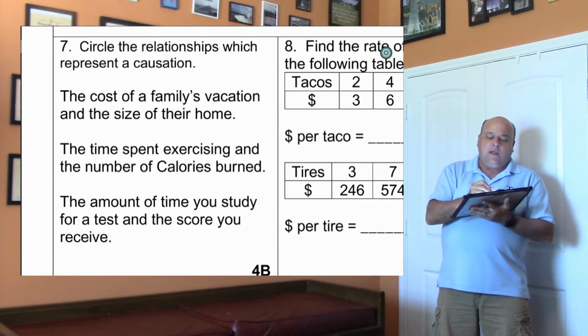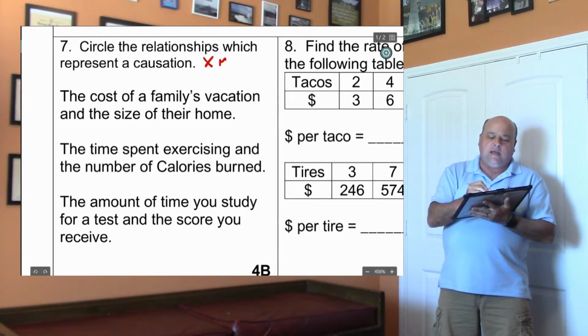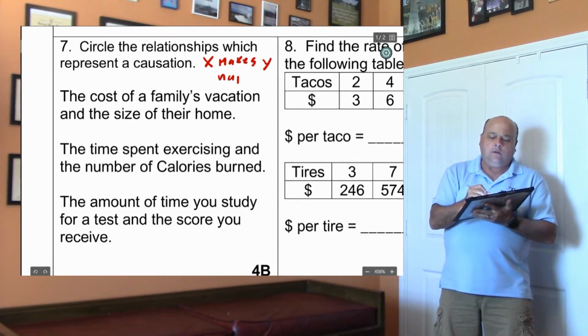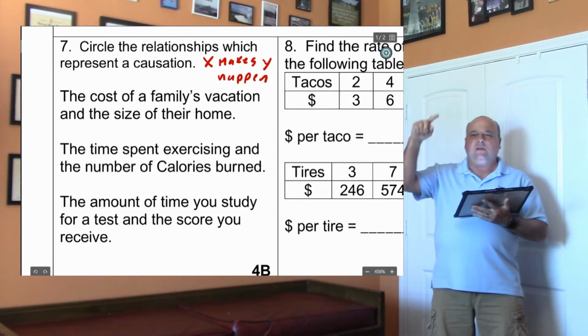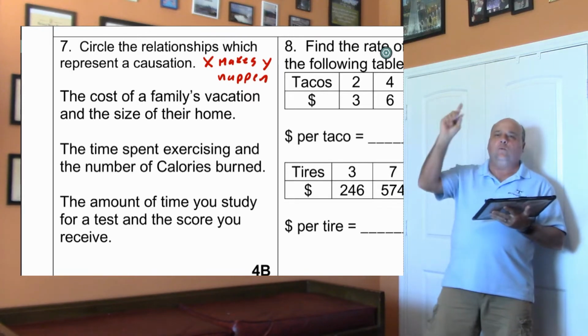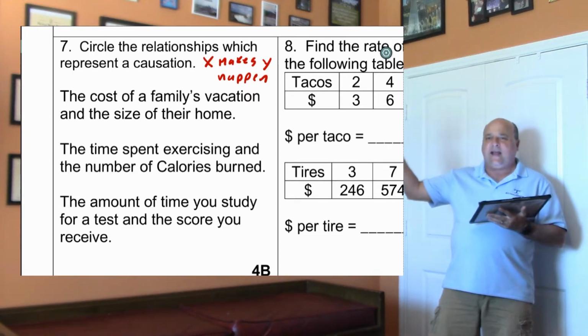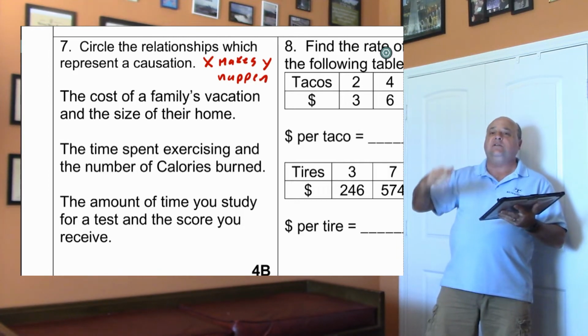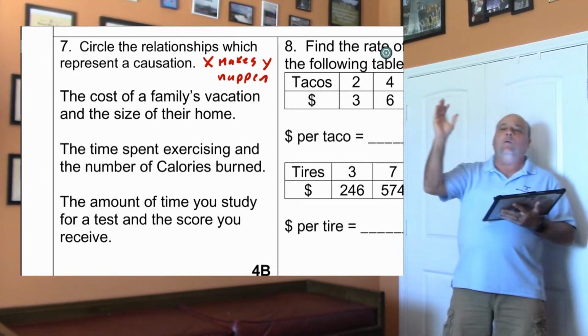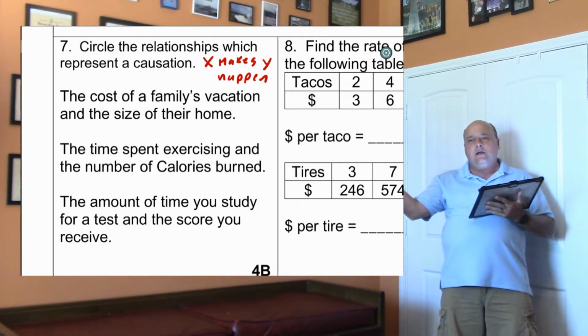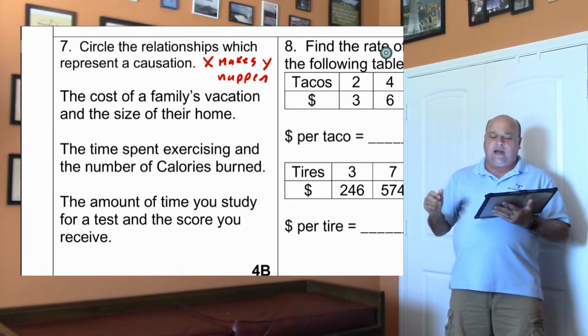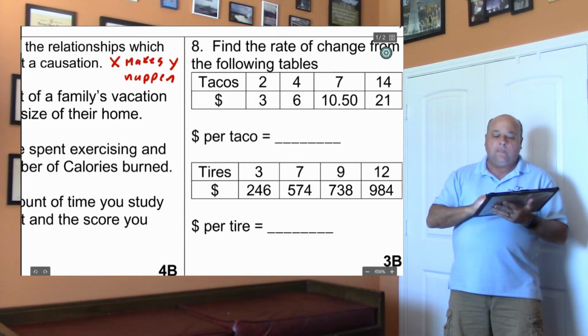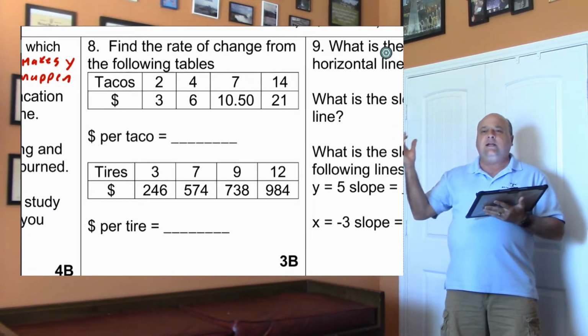Number 7, this means x makes y happen. Okay, so look at these through here and circle the one where the first term makes the second one happen, okay? If it doesn't correlate, or if it doesn't have a causation, you won't circle it. I will post the key to this online later in the week so you can check your answers, okay, next week after it's due. Number 8, we need to get the rate of change.